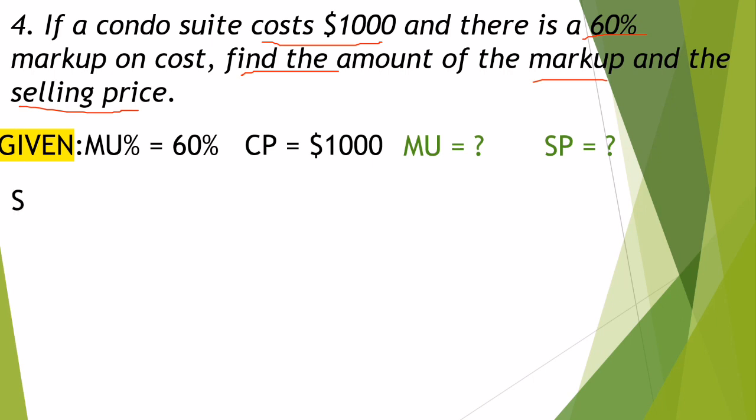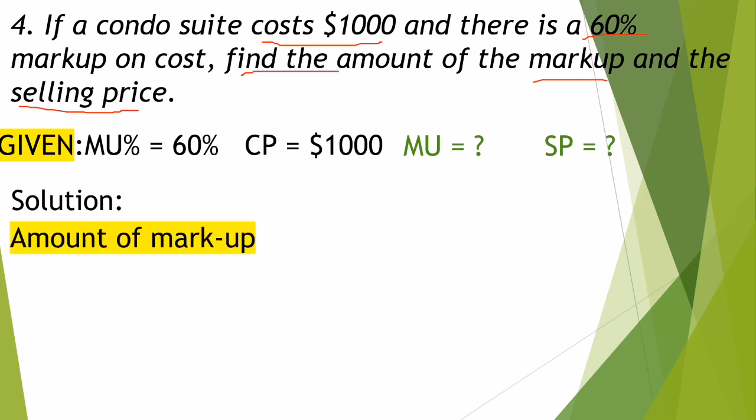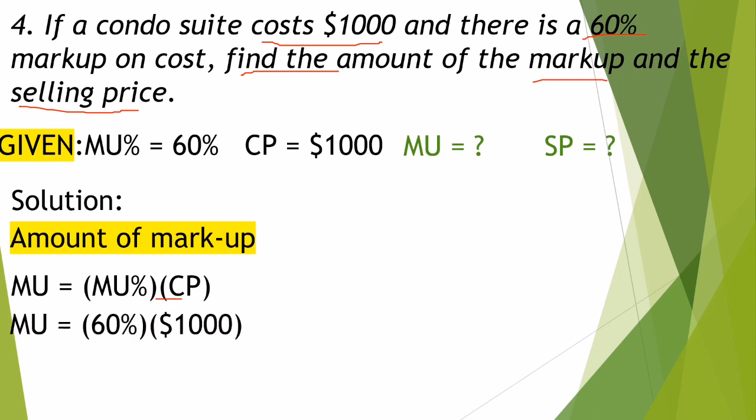So for our solution, first, let's solve for the markup. Formula is MU is equal to MU percentage times CP since they are the given. Then substitute the given. MU percentage is equal to 60% times cost price is $1,000. Then converting percent to decimal, we're going to move the decimal point to the left twice. So we have 1, 2.